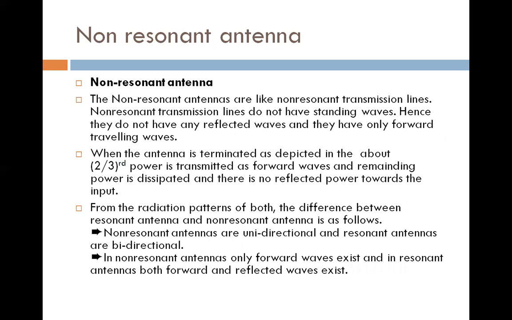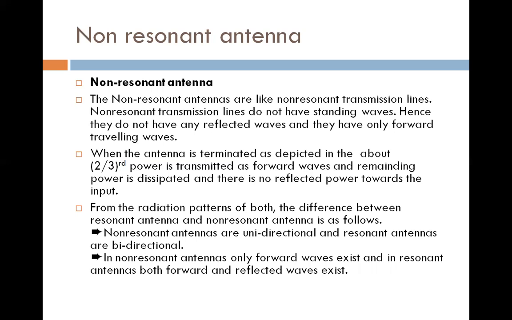Now next is the non-resonant antenna. Non-resonant antennas are like a non-resonant transmission line. A non-resonant transmission line does not have standing waves. Hence they do not have any reflected wave and they have only a forward traveling wave. That is a different thing from the resonant antenna. Only the forward wave is present. When the antenna is terminated as depicted, about two-thirds of the power is transmitted as a forward wave and the remaining power is dissipated, and there is no reflected power towards the input.